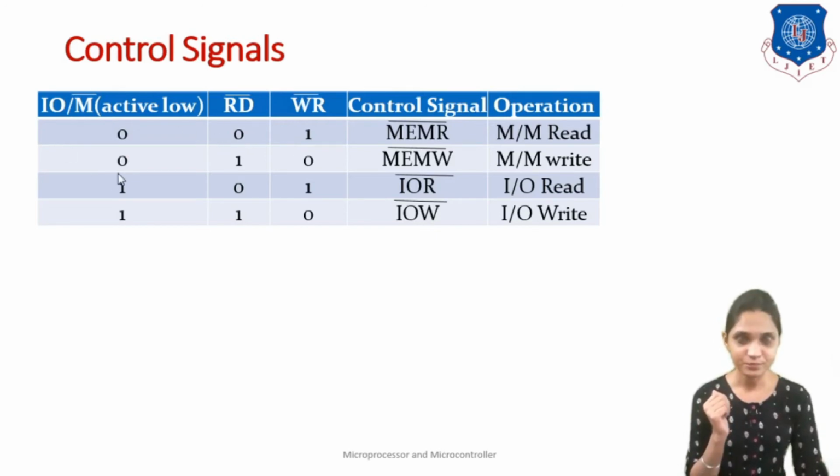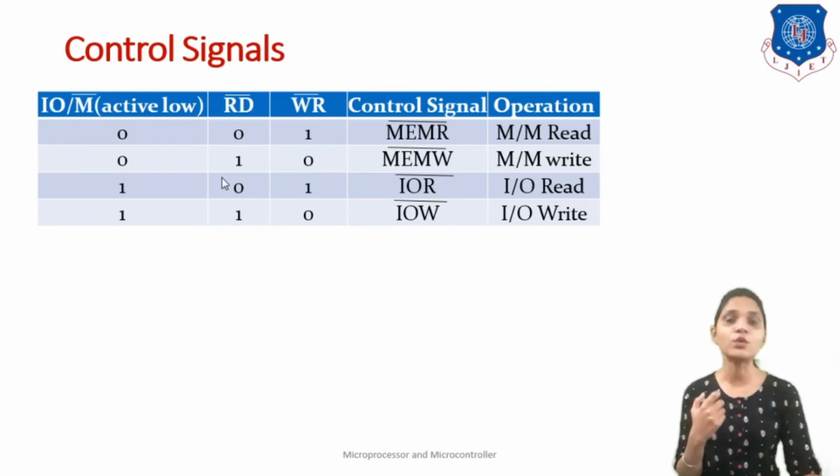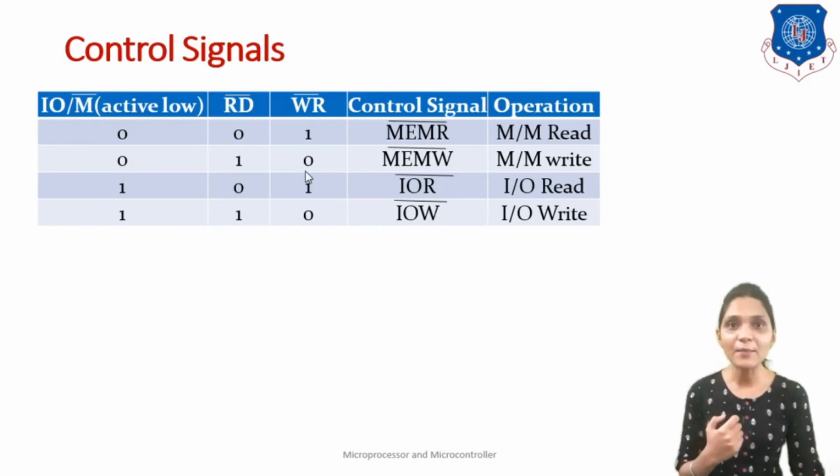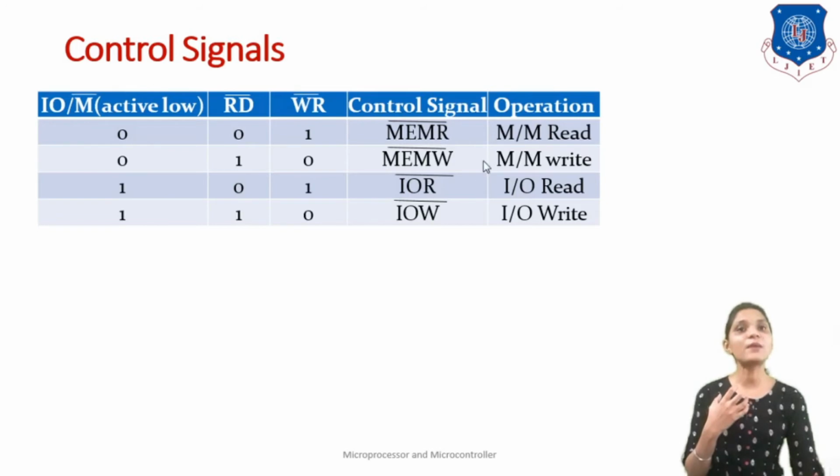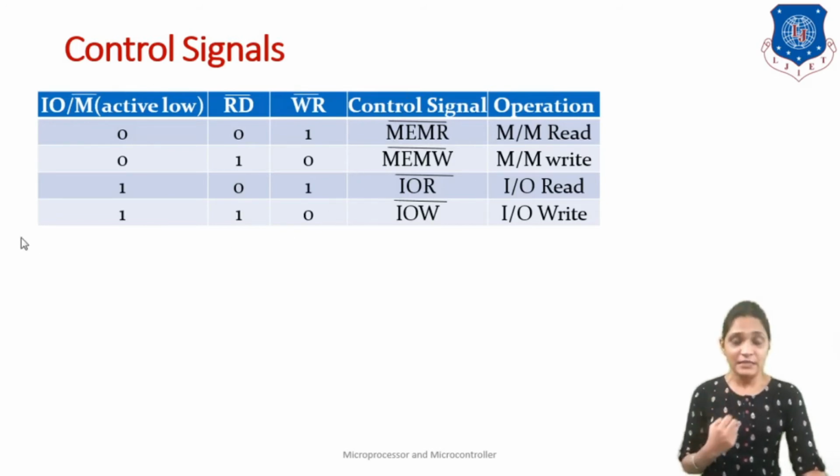Of memory. If IO comma M bar is 0, RD bar is 1, and WR bar is 0, that means you have to do the task of writing, but of what? M is 0, that means you have to write in memory. So it is your control signal memory write. You have to generate the control signal, that is memory write. Here you have to generate the control signal, that is memory read.